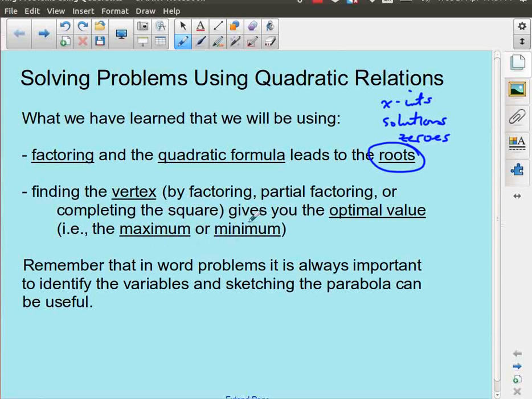We've learned several methods of finding the vertex: factoring, partial factoring, completing the square. And technically you could also use the quadratic formula to find the roots and then find the midpoint of those values. It is going to be exceedingly rare that that's the approach I'm going to expect you to take. And don't forget, there is value in sketching. If you're having a hard time understanding what the question's asking for, then a sketch might help put the whole situation into perspective for you.